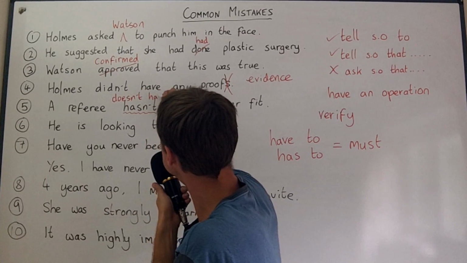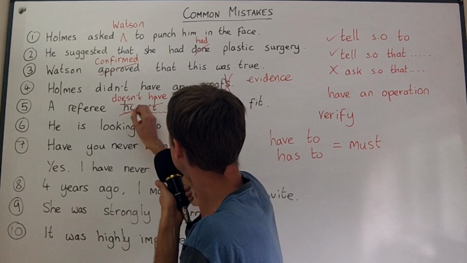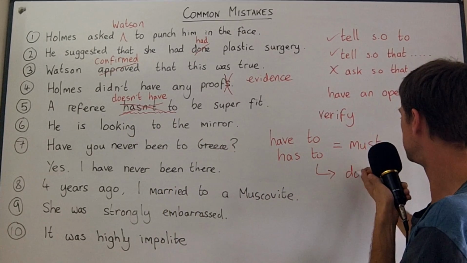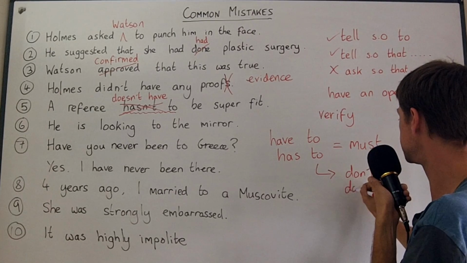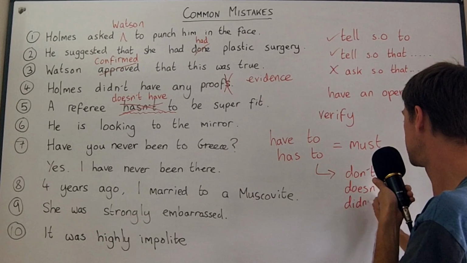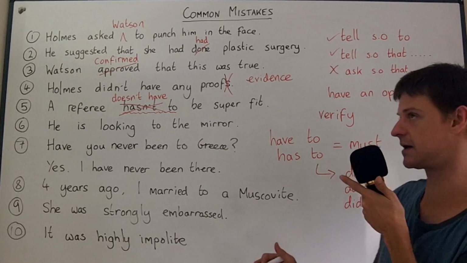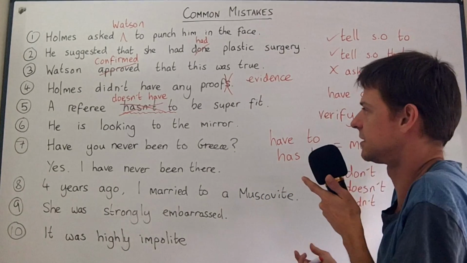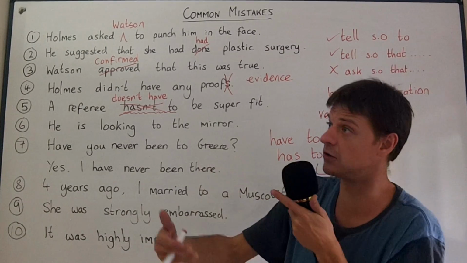So please remember that to make this negative, you just use a don't or a doesn't, or a didn't if it's in past tense. Don't, doesn't, or didn't. I didn't have to come. Yeah, to the party. It wasn't an obligation. I didn't have to go. I didn't have to work on Sunday.